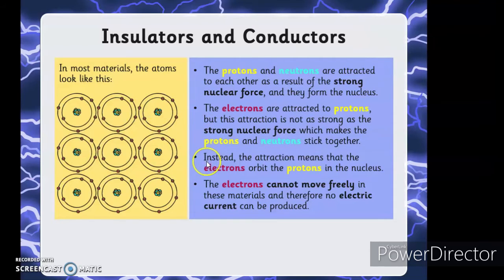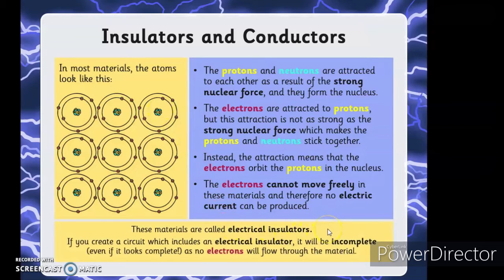Instead, the attraction means that the electrons orbit the protons in the nucleus, a bit like the moon orbits the Earth. Now the electrons cannot move freely in these materials, and so no electric current can be produced. So the electrons can do nothing but orbit the protons in the middle of the atom. So these materials are electrical insulators. And if you create a circuit which includes an electrical insulator, it will be incomplete, even if it looks complete, as no electrons will flow through the material.